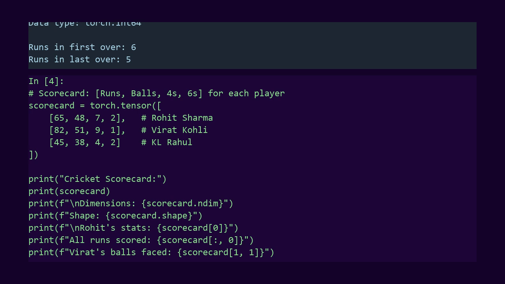This means 3 rows and 4 columns, just like a table. Now, accessing data from a 2D tensor is like accessing a spreadsheet. First index is the row, second index is the column. Rohit's stats, index 0, gives us his complete row. All the runs scored, that's column index 0 across all rows, gives us 65, 82, and 45. And we can access individual cells too. Virat's balls faced, row 1 column 1, gives us 51. This is exactly how you'd work with a spreadsheet, but in code.